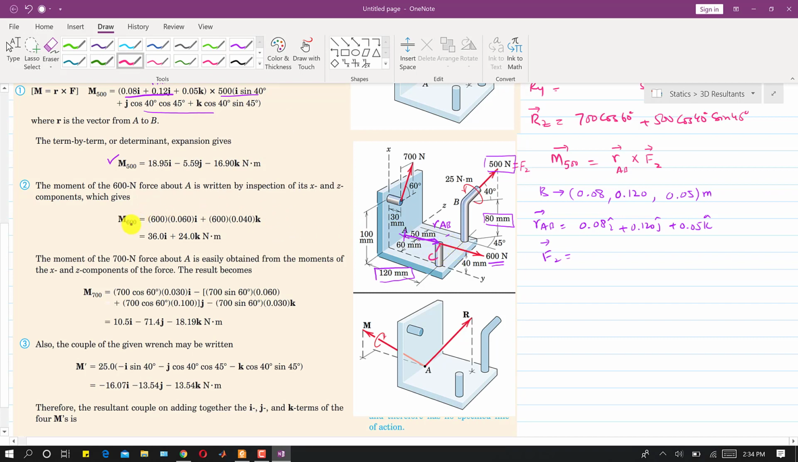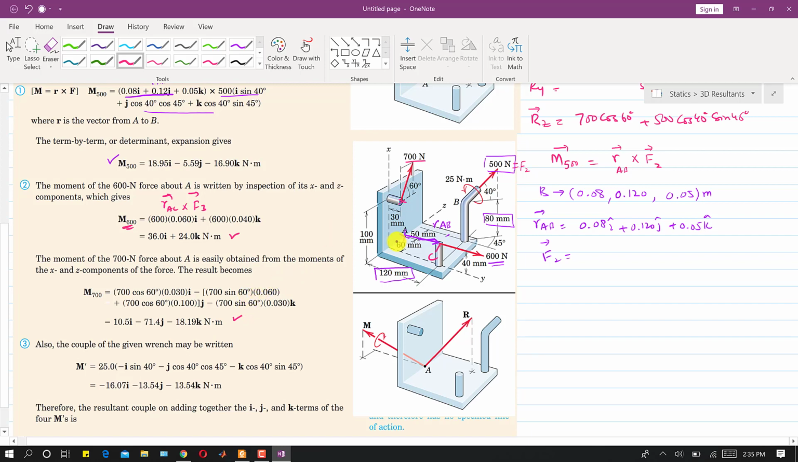So we will write that the moment produced by the 600 Newton force will be r_AC cross F3, right? Then we will find this moment, and similarly we will define a moment arm for this 700 Newton force from point A to this point, find the coordinates of this point, and take the cross product. Then we will get the moment due to that 700 Newton force.